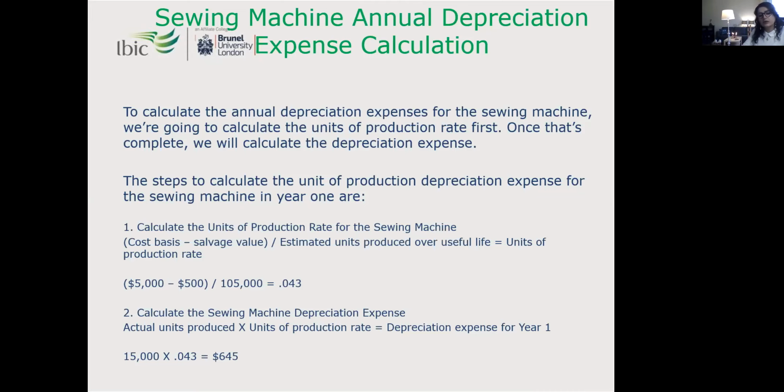which is going to be 0.043. The second one is to calculate the sewing machine depreciation expense, which is the second step that I told you before. So actual units produced multiplied by the unit of production rate, and then you're going to have the depreciation expense for year 1, which can be calculated by multiplying these 2 numbers, and then we're going to have a $645 expense.